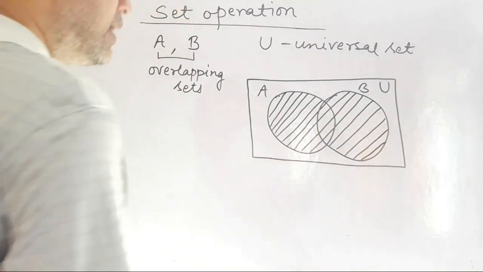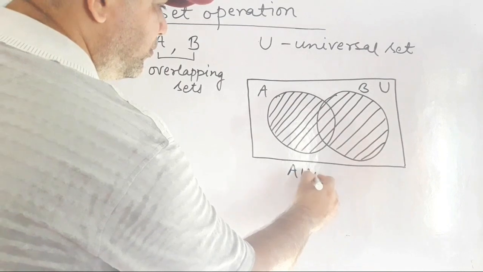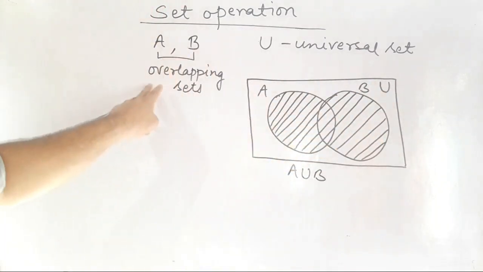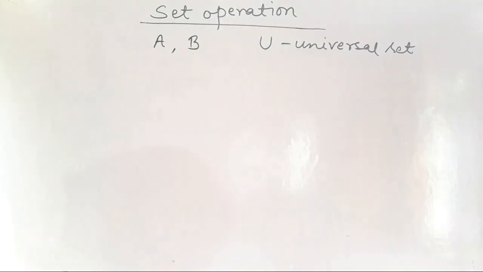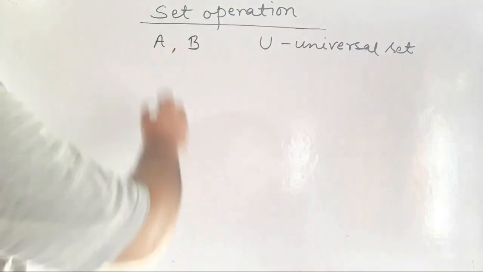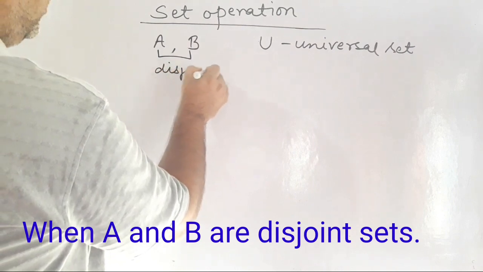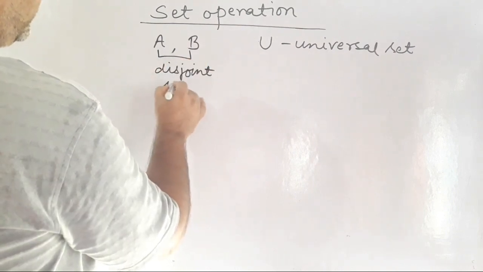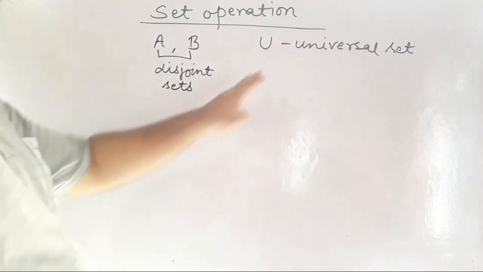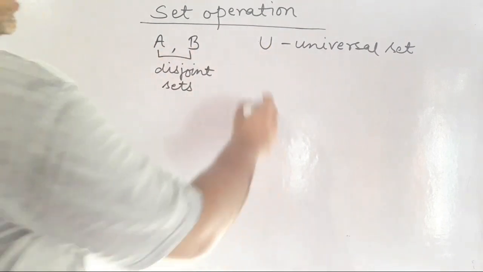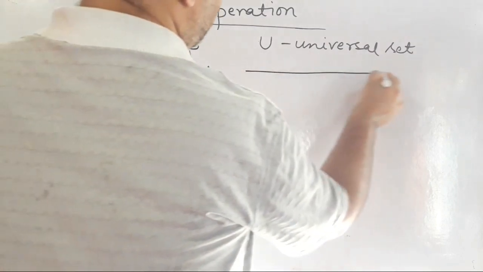So this is the Venn diagram of A union B, in the case A and B are overlapping sets. Suppose in the case A and B are disjoint sets. These two are disjoint sets, and U is a universal set, A and B are the subsets of the universal set. Well, how do we make it?